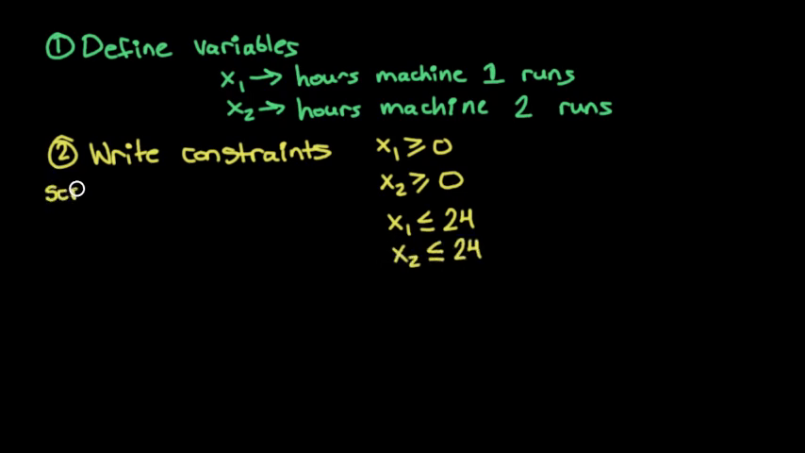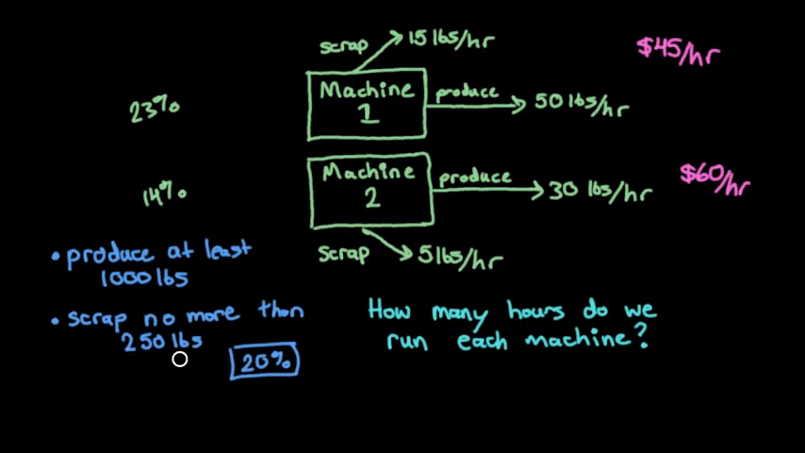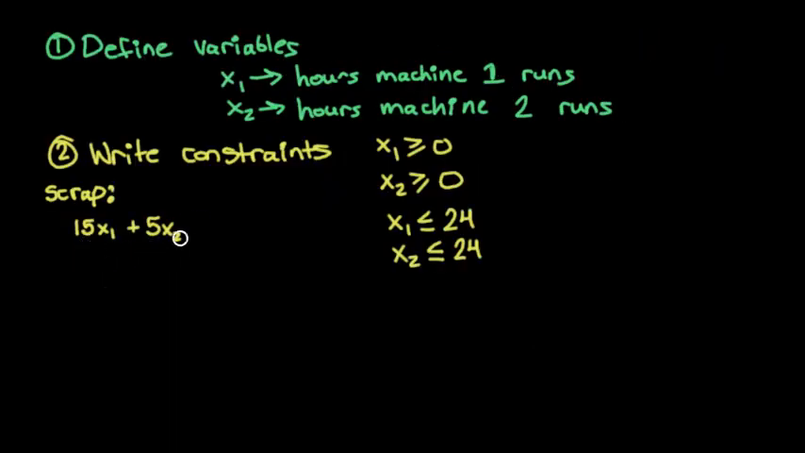Additionally, we have a constraint because of scrap. There's only so much scrap that we can produce. No more than 250 pounds. And we're going to get 15 pounds of scrap for every hour we run machine 1, and 5 pounds of scrap for every hour we run machine 2. So another way to write that, 15x1 + 5x2 needs to be less than or equal to 250.